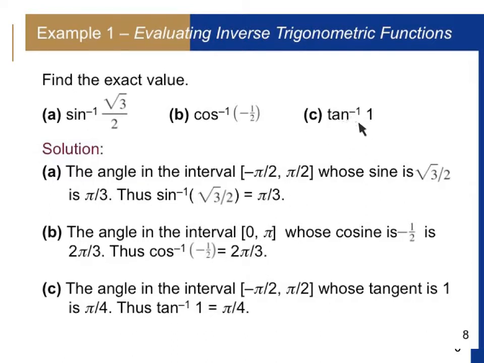Okay. Inverse tangent of 1. Now we're looking for an angle in this interval, minus pi over 2 to plus pi over 2, where the tangent's equal to 1. And as we saw in section 5.5, that is pi over 4. Okay. We're going halfway up the first quadrant.